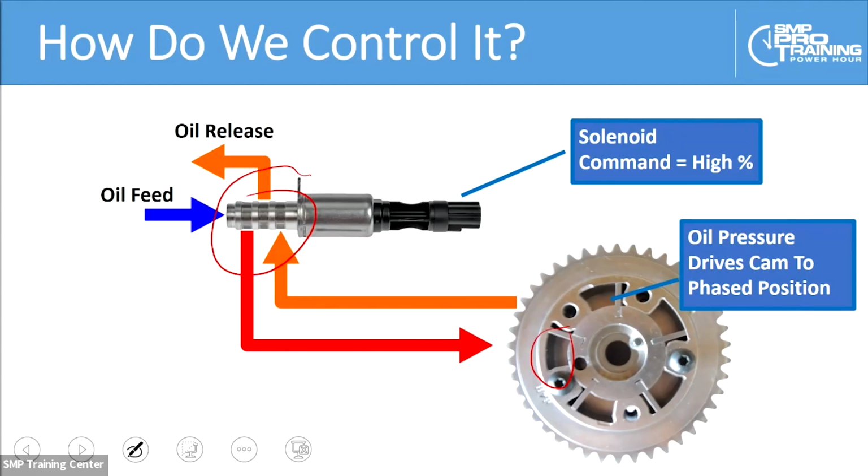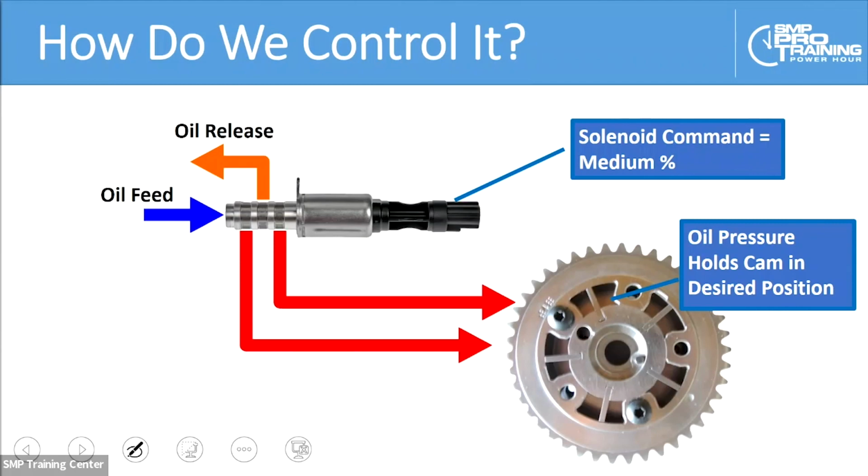Now, when the module sees that the camshaft is where it wants it to be via a cam position sensor, we're going to then send the appropriate duty cycle, usually what would be regarded as a medium percentage duty cycle, to that solenoid. And that's going to vary from brand to brand and vehicle to vehicle, what those duty cycle commands will be. But nevertheless, the command will result in holding that cam in the position that the module wants to hold it in.